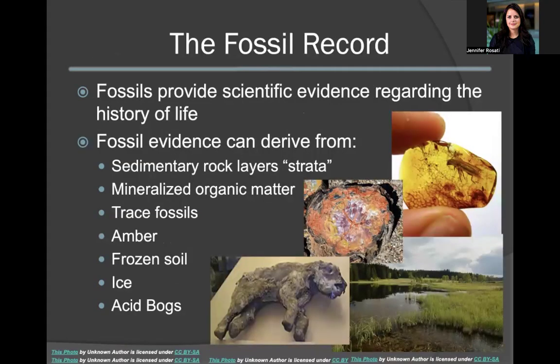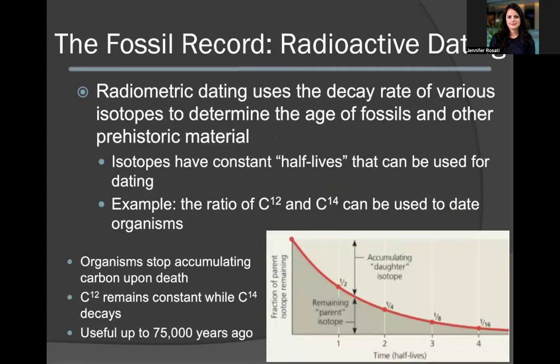We typically rely on the fossil record to provide various lines of scientific evidence regarding the origin and the history of life. This fossil evidence can derive in many forms. We can find fossils in sedimentary rock layers or strata, in mineralized organic matter. We can find trace fossils, as well as organisms that are preserved in amber, frozen soil, ice, as well as acid bogs. Radioactive dating is very important in establishing the history of life on Earth. Radiometric dating uses the decay rate of various isotopes to determine the age of fossils and other prehistoric material.